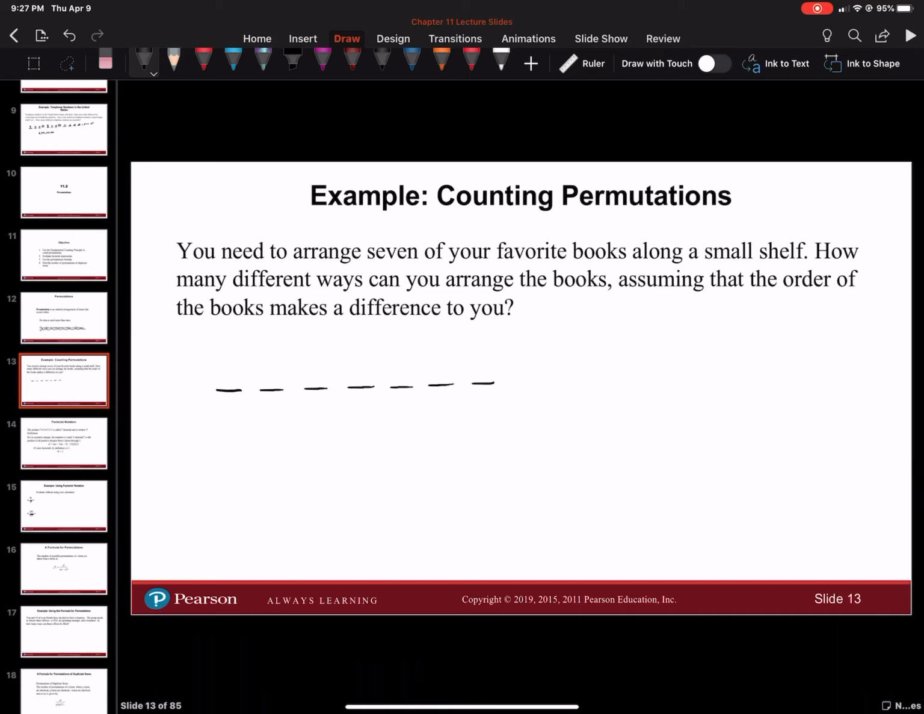So for the first choice, how many different ways can I put that first book? 7 different ways. What about the second book? It's 6 different ways. The third book, I have 5 different ways. Then I have 4, 3, 2, 1. Remember, we're subtracting 1 each time because we already put a book down. So it's 7 times 6 times 5 times 4 times 3 times 2, which should give you 5,040 different ways that you can arrange this bookshelf.